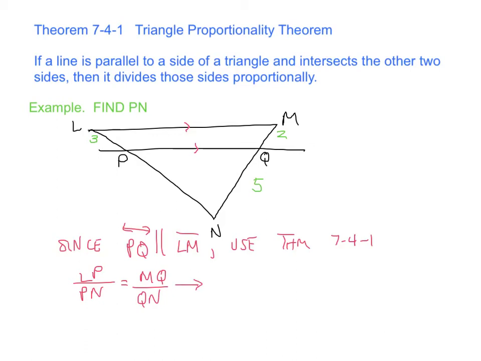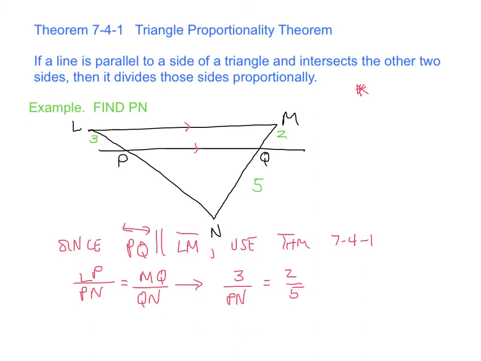We know LP is 3. We don't know what PN is. And MQ is 2 over 5. We know how to solve this, and it's cross multiply. I'm going to go ahead and cross multiply up here just for some space.